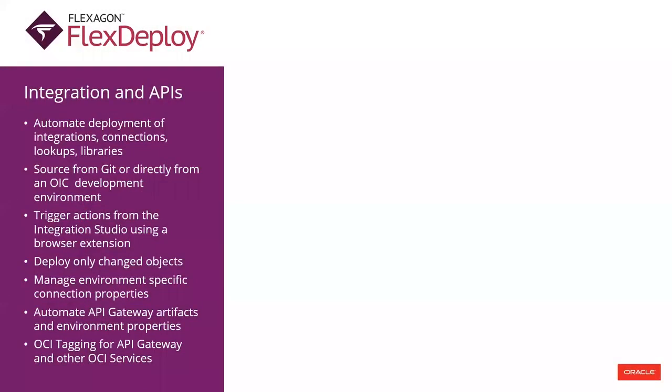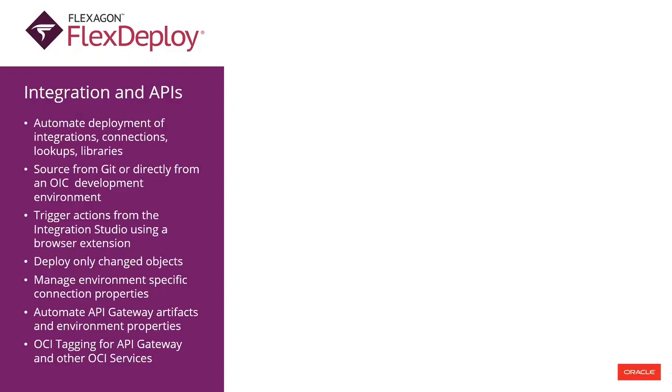OIC and API Gateway. So the solution will manage the deployment of integrations, connections, lookups, and libraries. You can source either from a source code repository like GitLab or GitHub, as well as you can source directly from a development instance of OIC as well. Not the best practice, but we do have customers doing that as well.